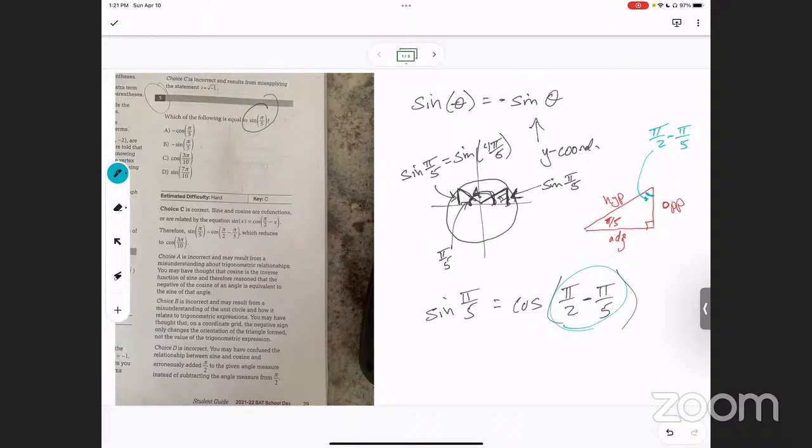Oh, I do. So this angle would be 5 pi over 10 minus 2 pi over 10, which gives you 3 pi over 10. So this angle is actually 3 pi over 10. The hypotenuse is still the hypotenuse, right? The adjacent of this angle is the same as the opposite of that angle, right? Right. So that means the cosine of this angle is equal to the sine of that angle.